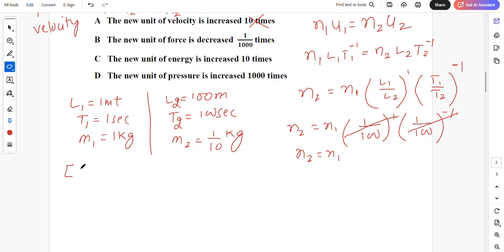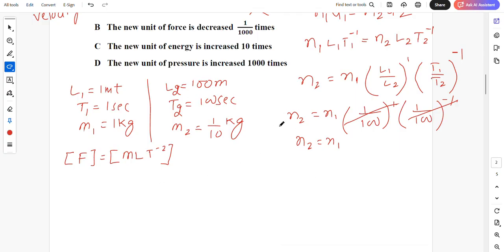What is the dimension of force? Force is equal to mass into acceleration. Right? I can write mass. What is the unit of acceleration? L t to the power of minus 2. So the dimensions of force: M L t to the power of minus 2. Now I will try to write N2 directly here. N2 is equal to N1 into M1 by M2. Just refer to this one.